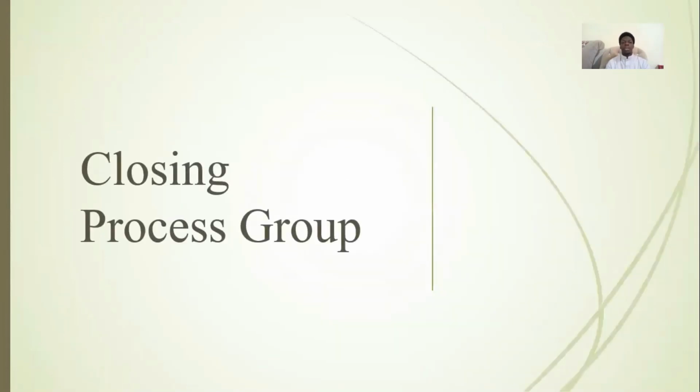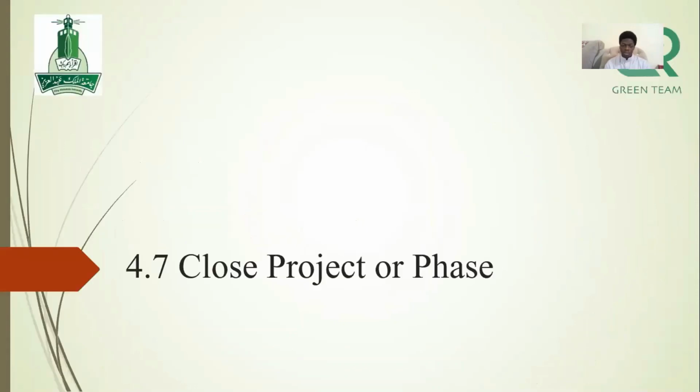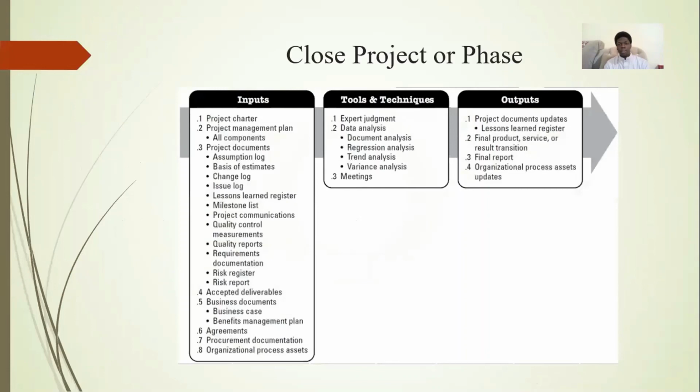finally we reach the closing process group, which has only one phase, which is close project or phase. The inputs to this phase are all the previous documents, such as the project charter, the master plan, all the project documents, all the accepted deliverables, the business documents, the agreements, and OPA. The main output of the close phase is project documents updates, especially the lessons learned register. The final product is also an output in this phase, the final report, and updates to the OPA.